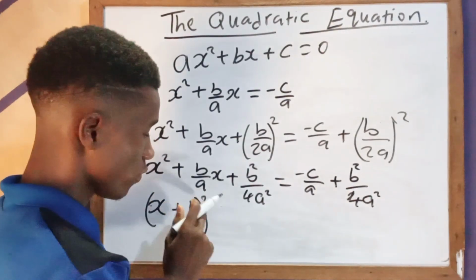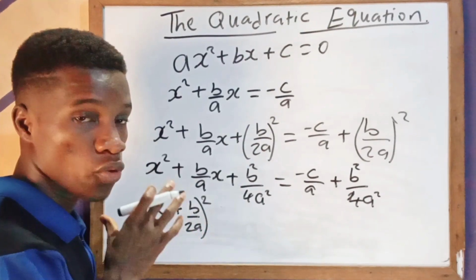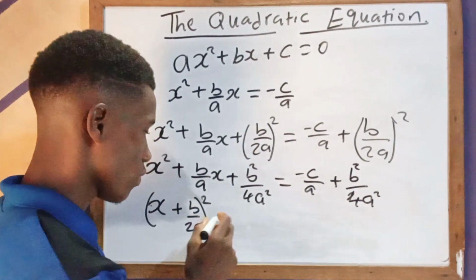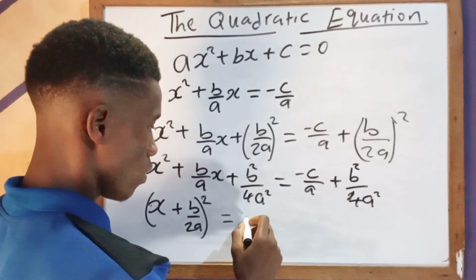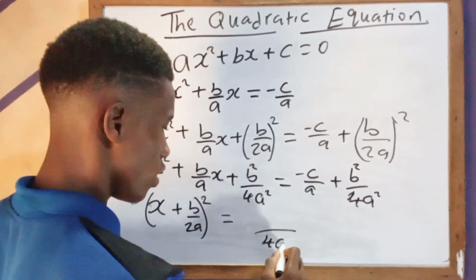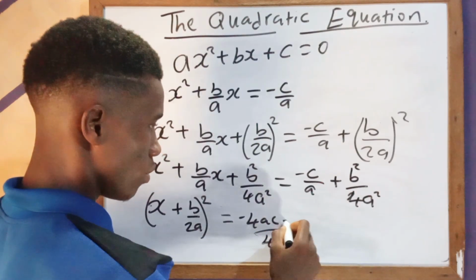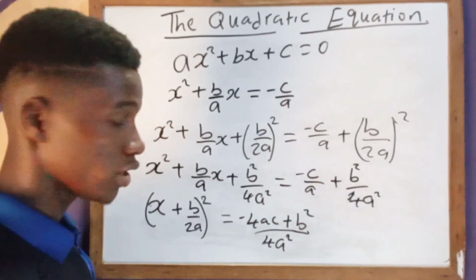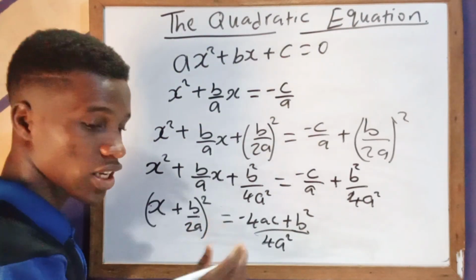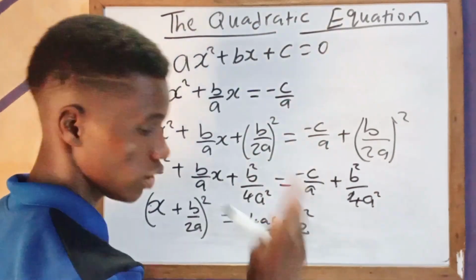When we take the square root of this expression here, we'll not have a decimal, we'll have a whole number. So this is equal to, the LCM of here is 4a squared, and from here I have minus 4ac plus b squared. So from here now we can take the square root, because we're able to express this left hand side as a perfect square.